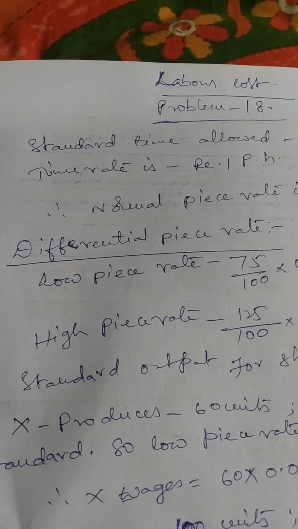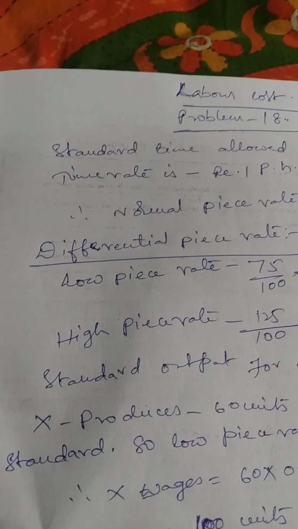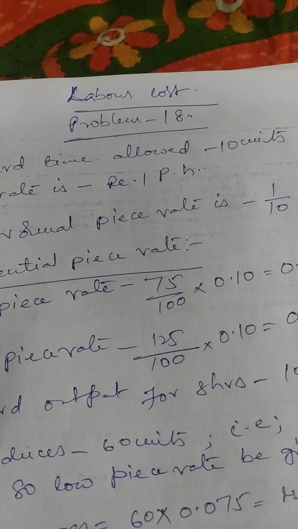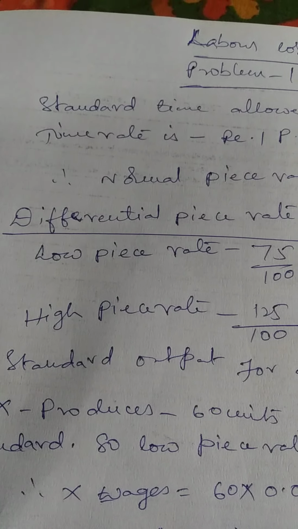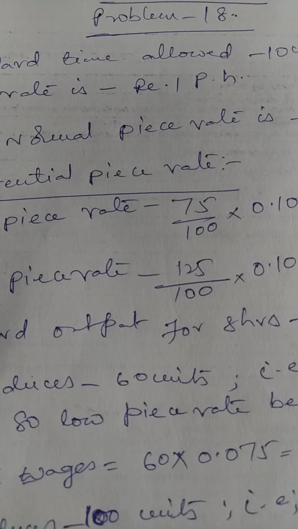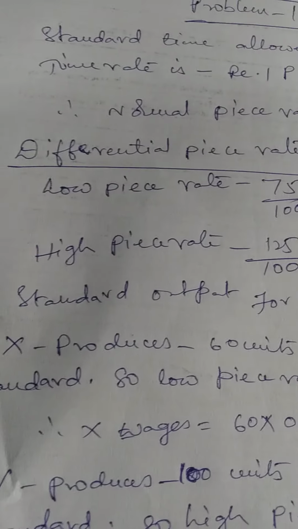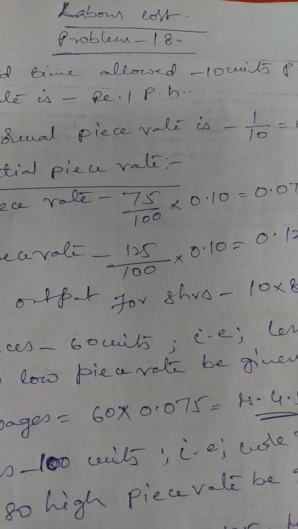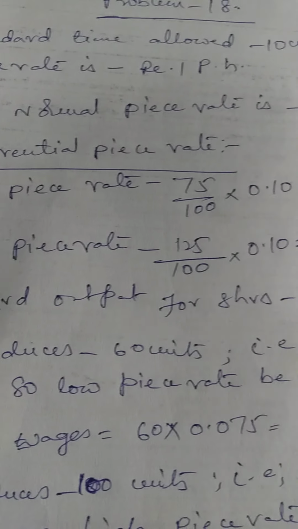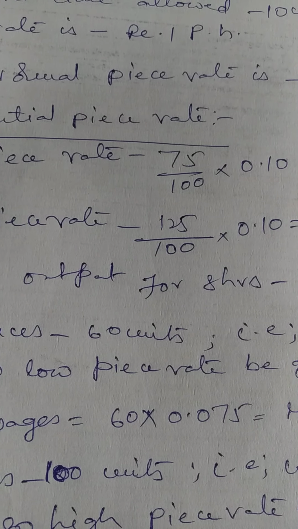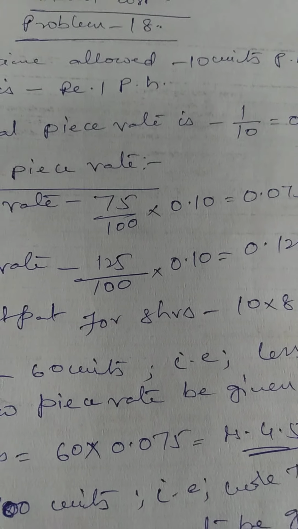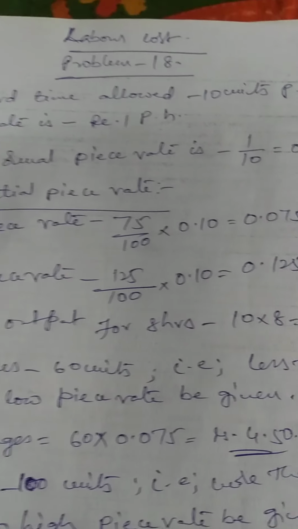Now, when finding the piece rate, because here for low performers and high performers he has asked, the standard time allowed is 10 units per hour, and the time rate is rupee 1 per hour. So the normal piece rate is 1 by 10, because here he has given rupee 1 per hour, so you need to use the standard of 10 units per hour. The piece rate per unit will be 1 rupee per 10 units, which means per unit it is 1 by 10th, that is 10 paise.